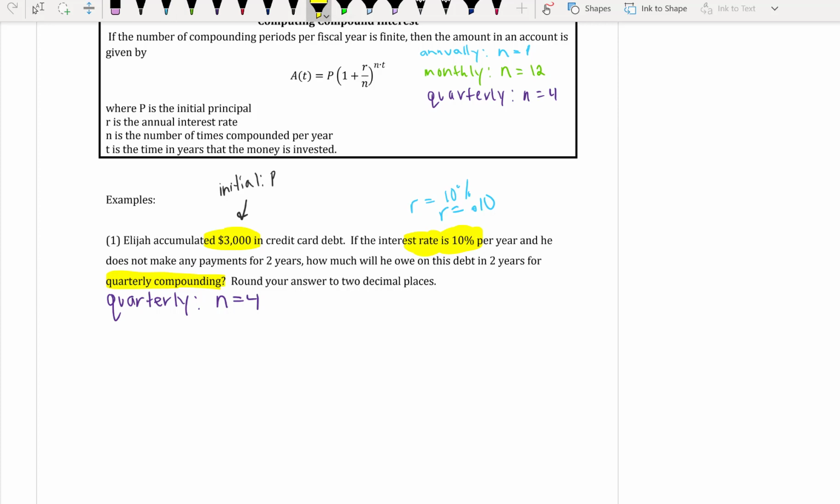And here it says for 2 years. So that's telling me that my T is equal to 2. So we have that our principal amount is equal to 3,000. Our T is equal to 2. Maybe I didn't write that very nicely. There we go. T is equal to 2. And our rate is equal to 0.10 or 0.1, right? So now we have this equation that we can plug it into.